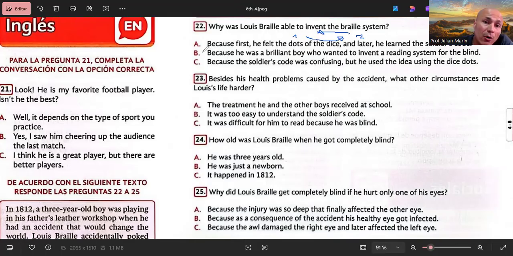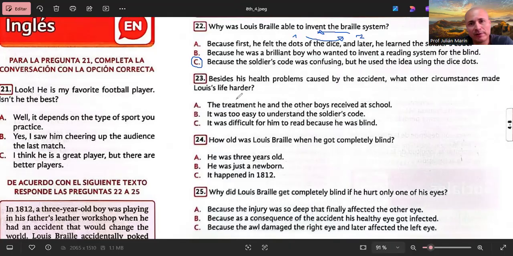B, because he was a brilliant boy who wanted to invent a reading system for the blind. Even though this was true, this is not really answering the question because they're asking about the circumstances, not about his intentions or his intelligence. So B is not a good option. C, because the soldier's code was confusing, but he used the idea of using the dice dots. So this one is more connected with the information that was given. That is why I will choose C.